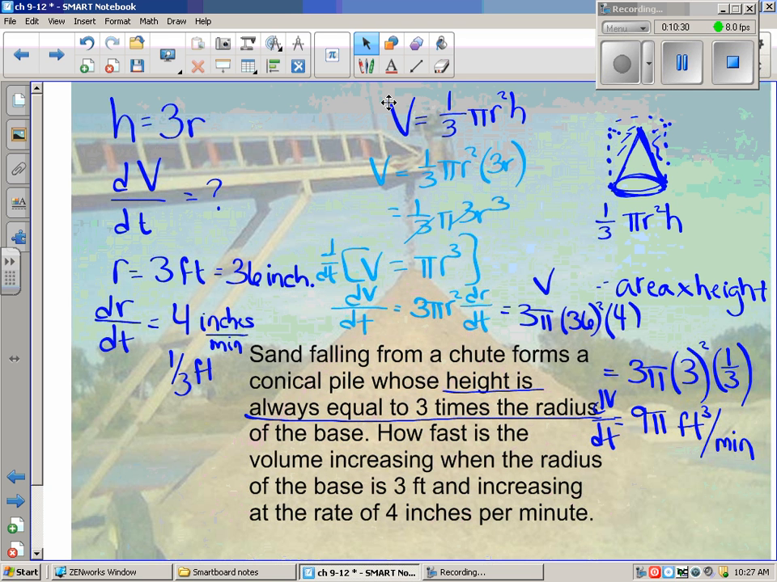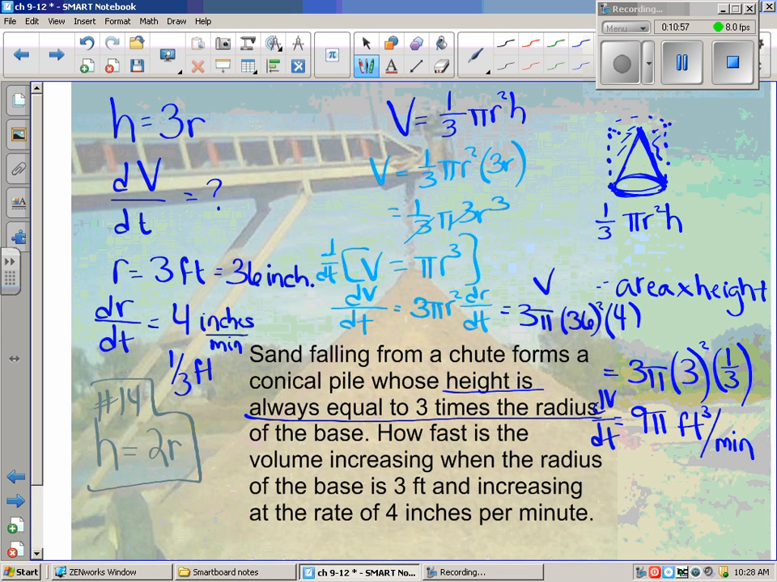Okay? Now, in number 14, if you're doing number 14 tonight, it's important to note that for number 14, the relationship for the height is height equals 2 times the radius. Hopefully that would help you to answer number 14. I don't know if I remembered to tell you that in class, so if not, just so you're aware, for number 14 you might need that piece of information.